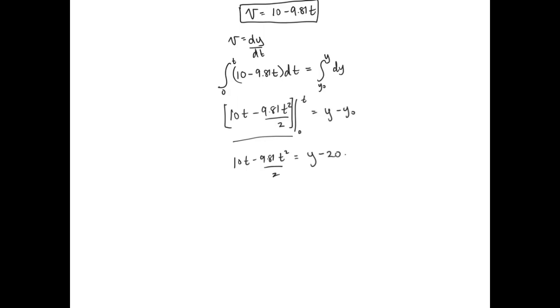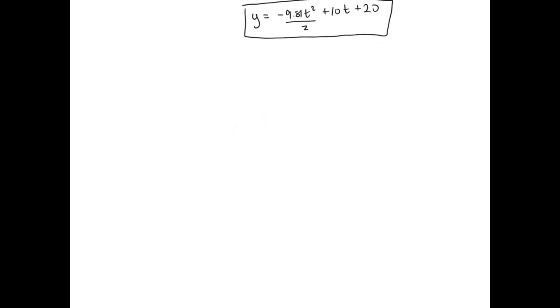Since the question was asking for a function of y that depends on t, we'll rearrange this and say y is equal to negative 9.81 t squared over 2 plus 10t plus 20. That is our equation of the position of the ball for any point t. The next part of the question is asking us to find the highest elevation.